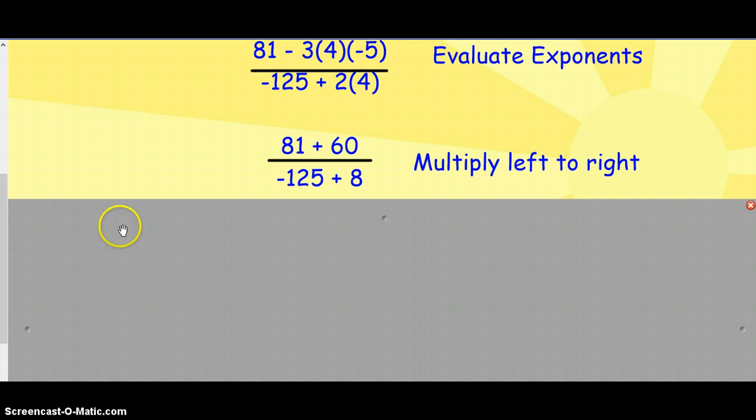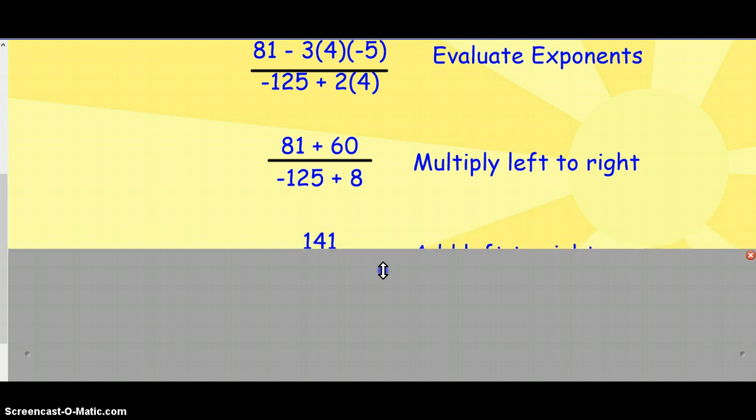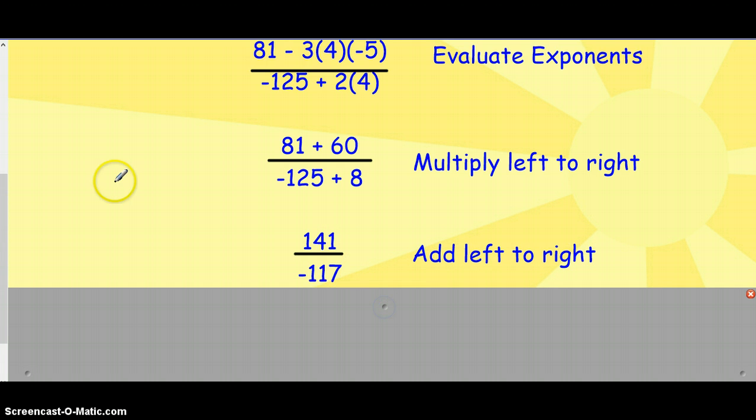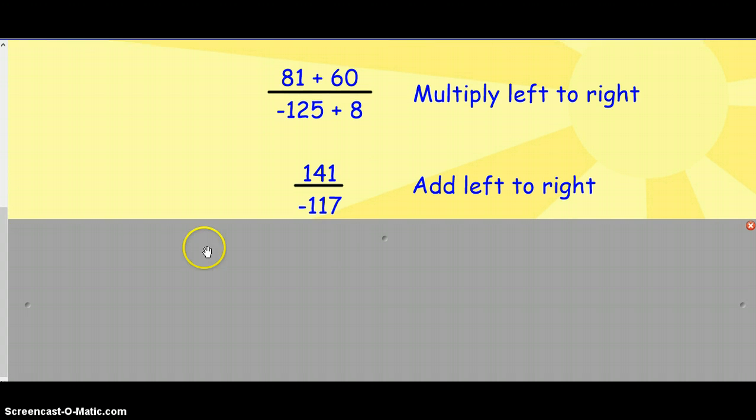Now we get to go ahead and take care of the addition in the numerator and denominator. So the numerator becomes 141 and the denominator becomes -117. And then we ask ourselves, can this be reduced?